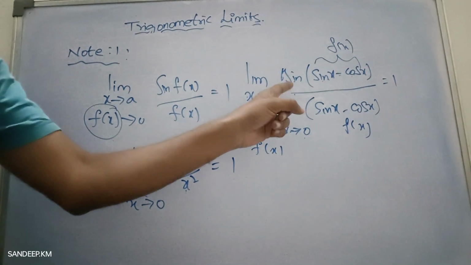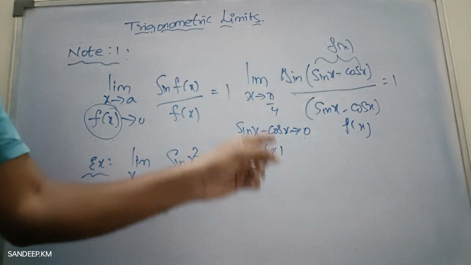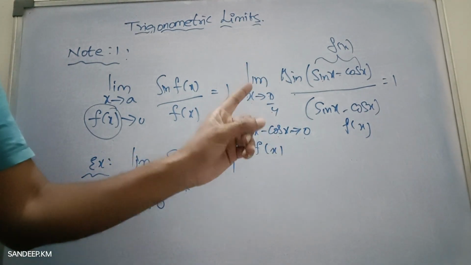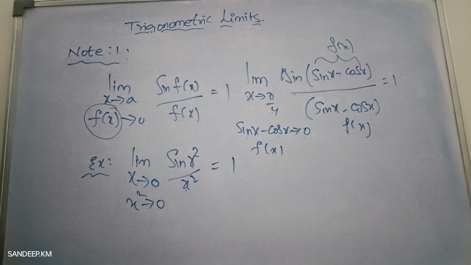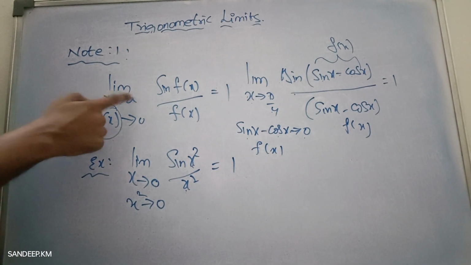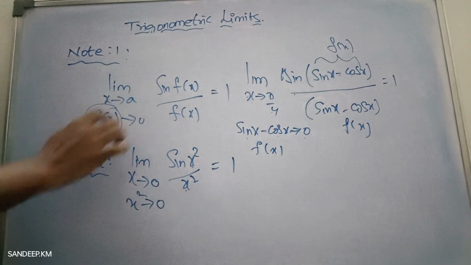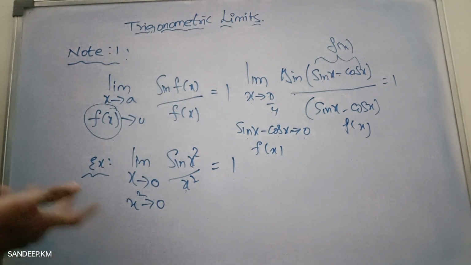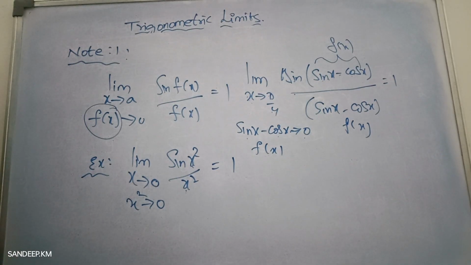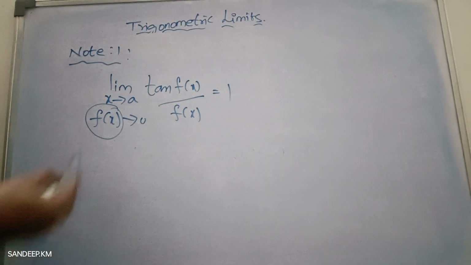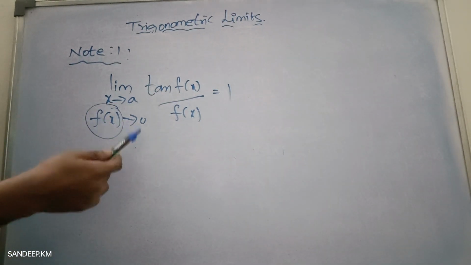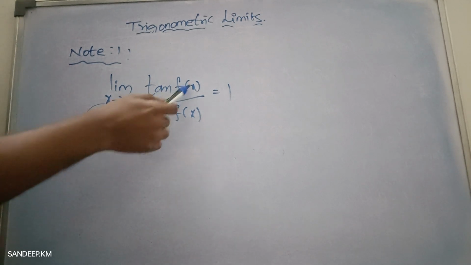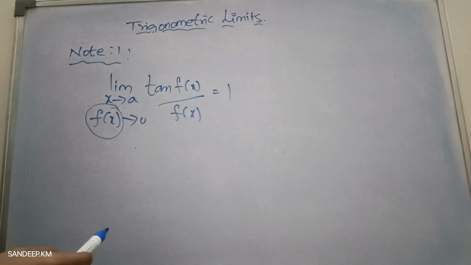This is one of the most important properties which I will be using to solve trigonometric limits. Keep this in mind. In the same way, when x approaches a, if f(x) approaches 0, sin f(x) by f(x) is 1. We can also apply the same thing for tan, correct or not? So when x is approaching a, if f(x) is approaching 0, then tan f(x) by f(x) is also approaching 1. Just like sin, tan also approaches 1.